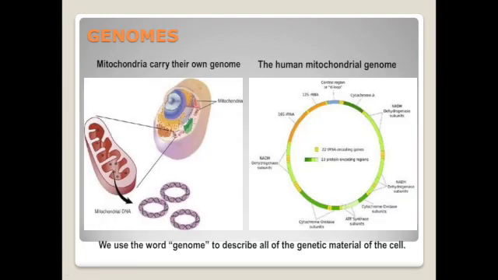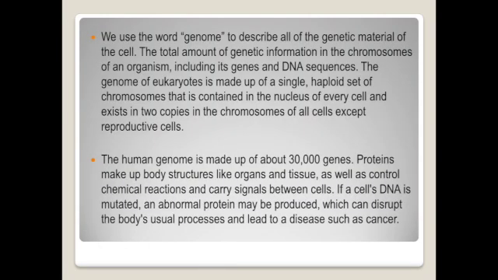Let's talk about the genome. We use the word genome to describe all of the genetic material of the cell. The total amount of genetic information in the chromosomes of an organism, including its genes and DNA sequences. The genome of eukaryotes is made out of a single haploid set of chromosomes that is contained in the nucleus of every cell and exists in two copies in the chromosomes of all cells except reproductive cells.